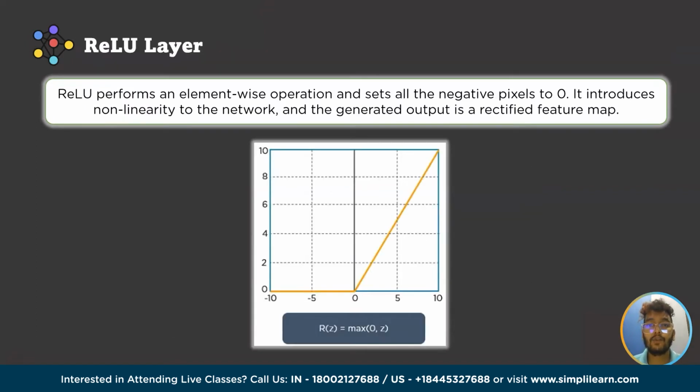And the second is the ReLU layer. ReLU performs an element-wise operation and sets all the negative pixels to 0.